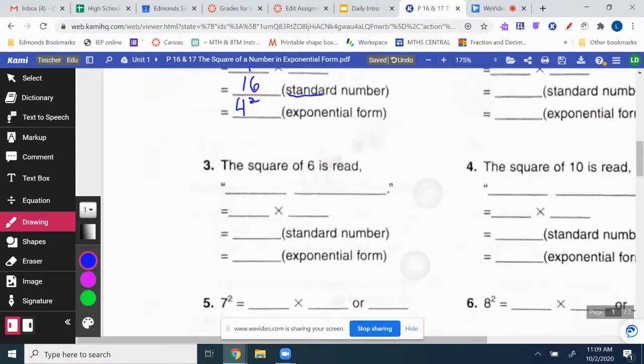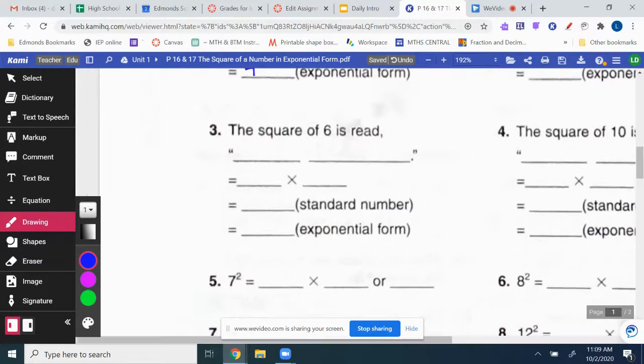Number 3, they don't want you to draw a picture. They just want you to read. To write it is, the square of 6 is read 6 squared, or 6 times 6. And the exponential form would be 6 squared. And the answer for this problem and this problem are the same, which is 36.